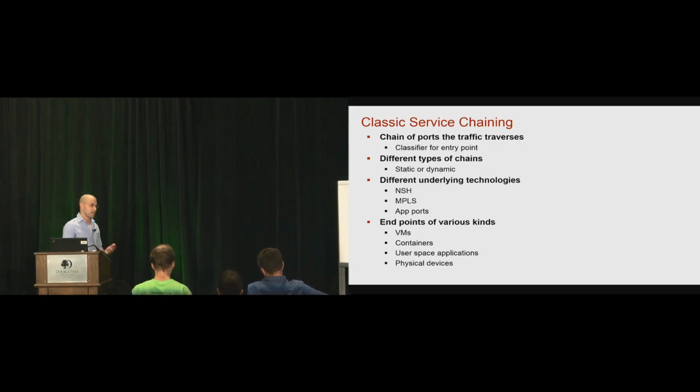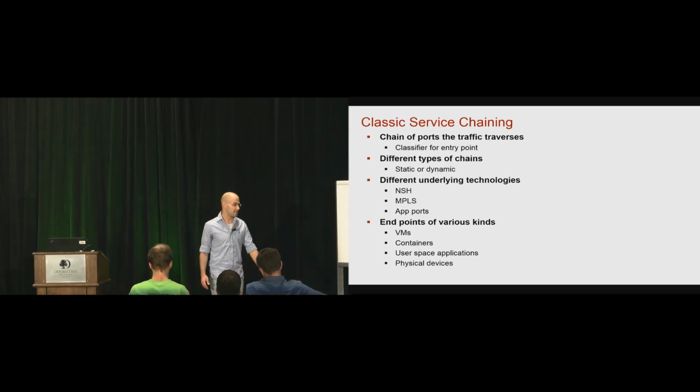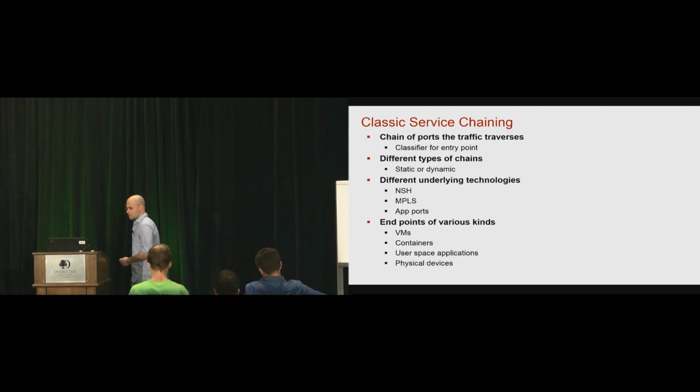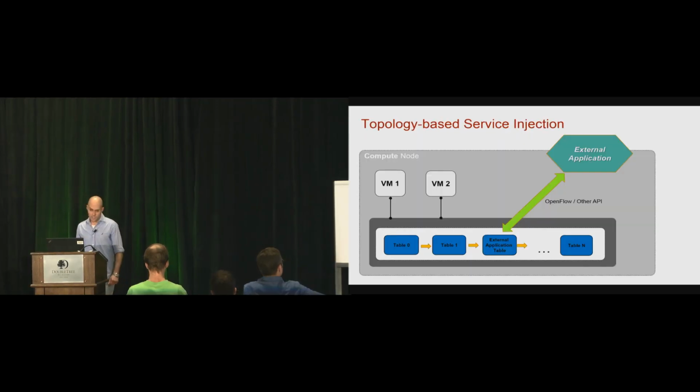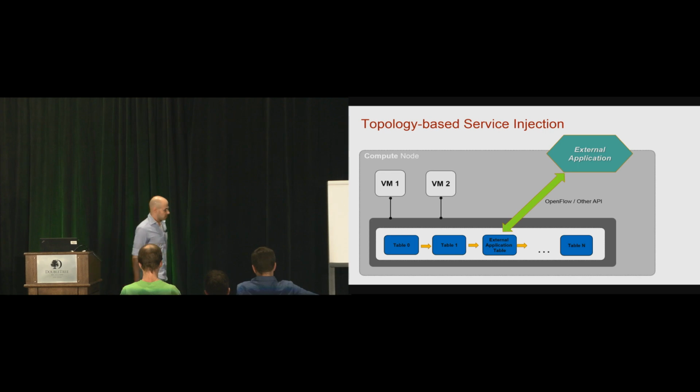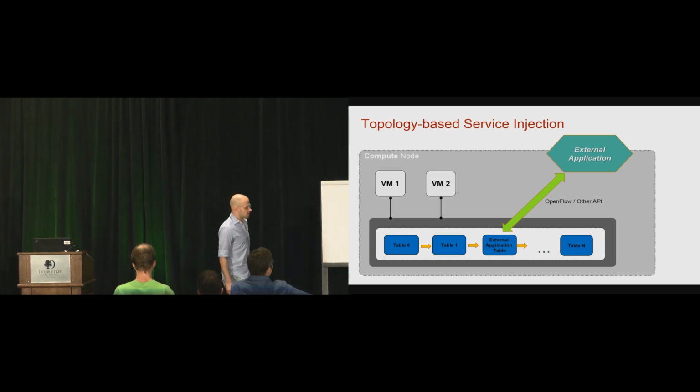The endpoints, the functions themselves, are usually VMs or containers in the standard case, but they could also be user space applications or physical ports using the VTEP scheme, Layer 2 gateway, or provider networks in OpenStack. So this was a brief introduction to service chaining.